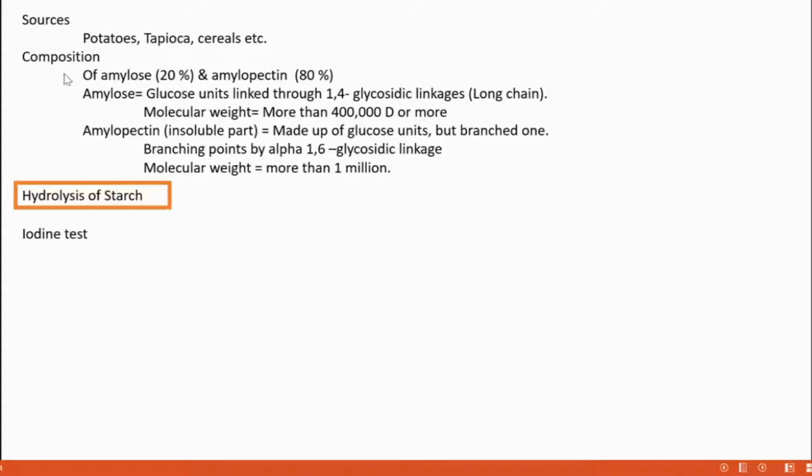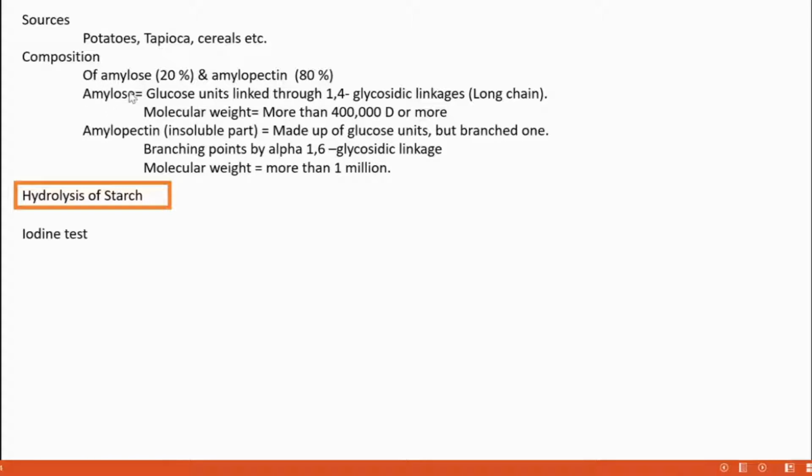What about its composition? How is it formed? It is a combination of which monosaccharides? They are amylose and amylopectin. 20% is amylose and 80% is amylopectin.